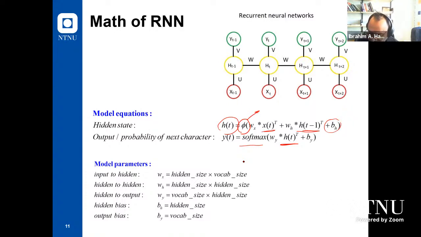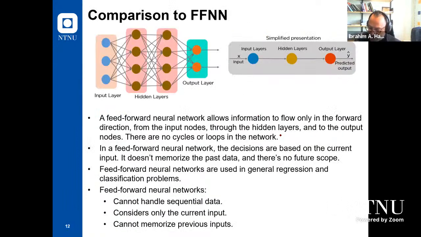The model parameters here are input to hidden, hidden to hidden, hidden to output, hidden bias, and output bias. This is the hidden bias, this is the output bias. This omega x is input to hidden. WH here is hidden to hidden. And WY is hidden to output, right? So this is the math of RNN.